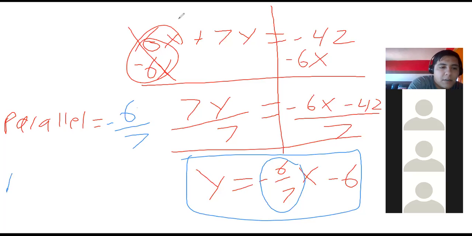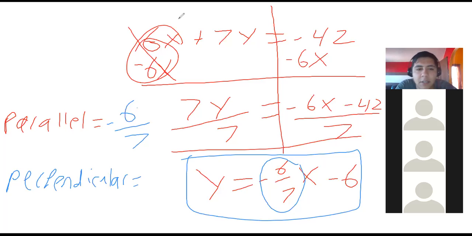Now with a perpendicular line, remember that it needs to change from negative to a positive, but one other thing needs to happen. You flip them. Right, so I would turn it into a positive, and then I flip the fraction. So that's 7/6.